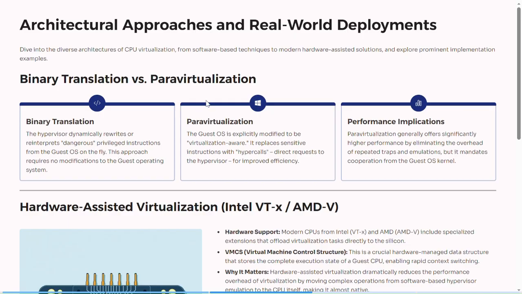Now let me discuss para-virtualization. Para-virtualization takes a different approach. We actually go into the guest OS kernel and make it virtualization aware. Actually, we tell the OS, hey, you aren't the boss here. When you need to do something big, don't try to do it yourself. Just ask the hypervisor.